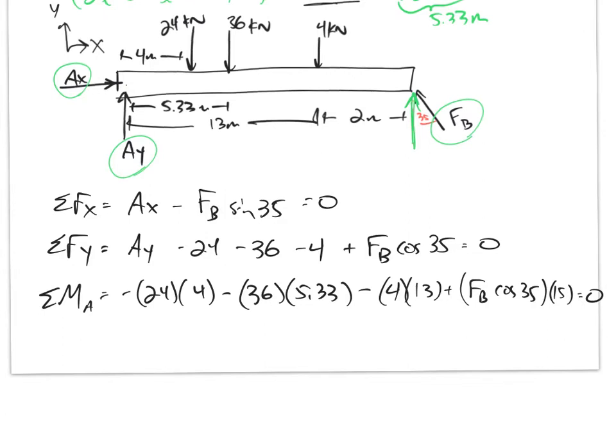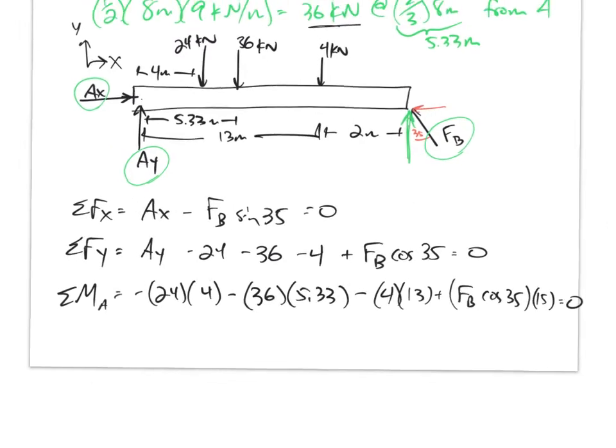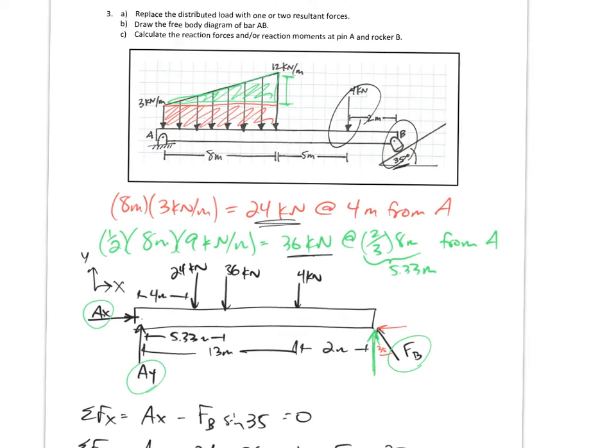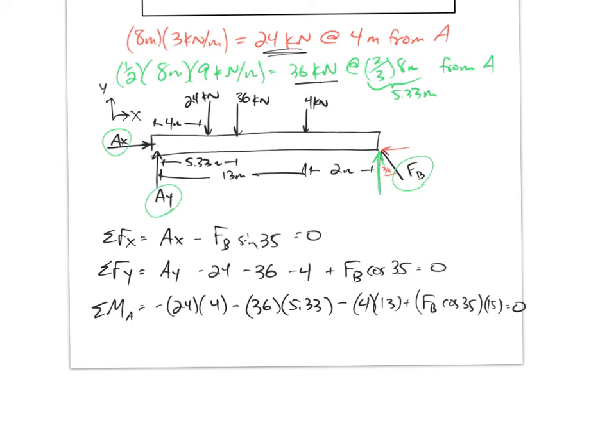Notice that the FB sine 35 would have gone straight through A. And let me just double check that to make sure it didn't give me any thickness or anything. Yeah, it's kind of acting right here. So this component would go straight through A. Also, it didn't give me any thickness or tell me anything about that, so I'm good there.